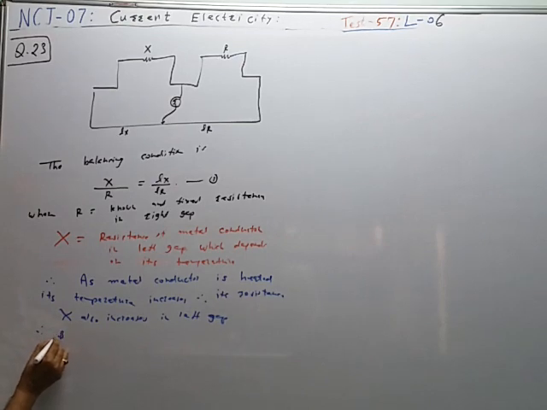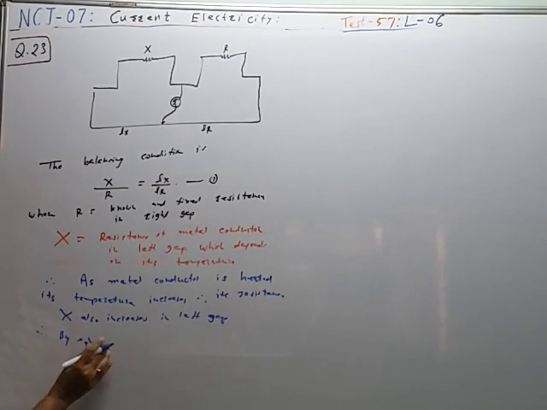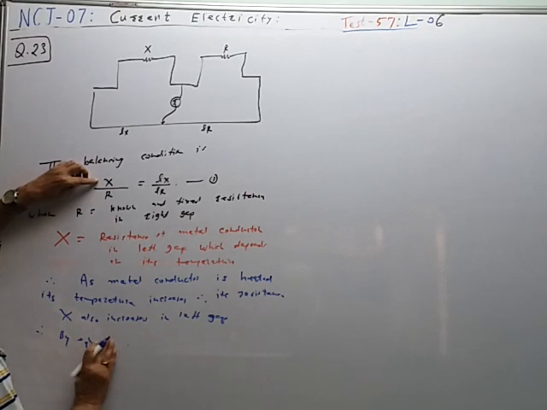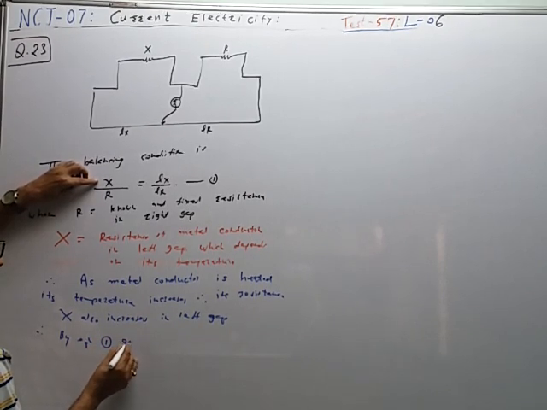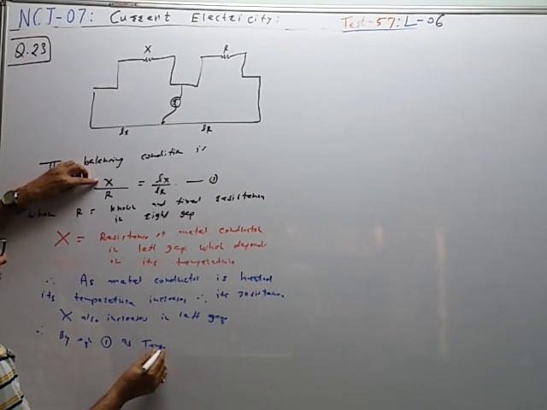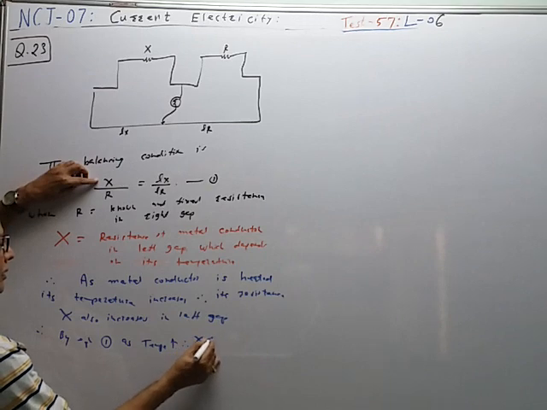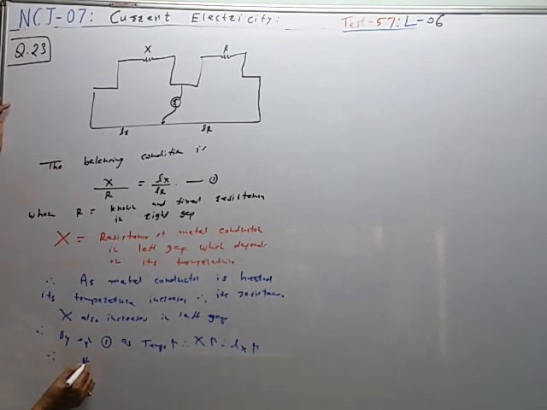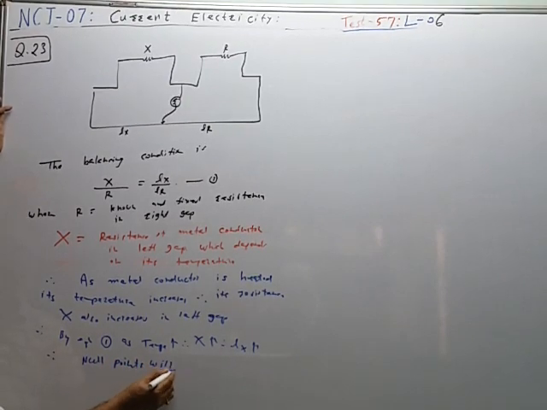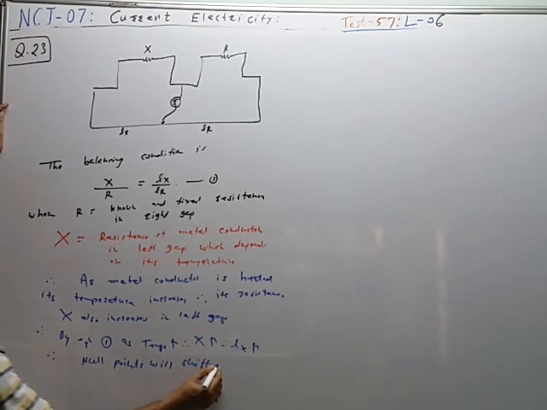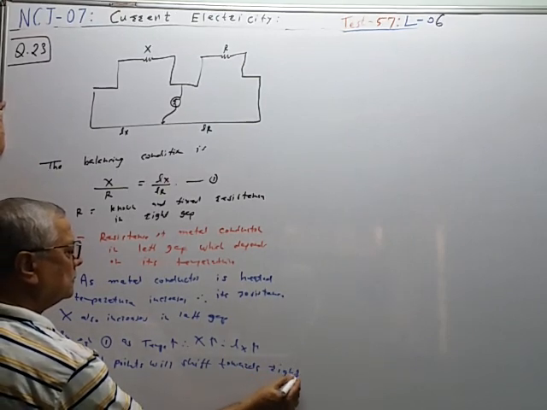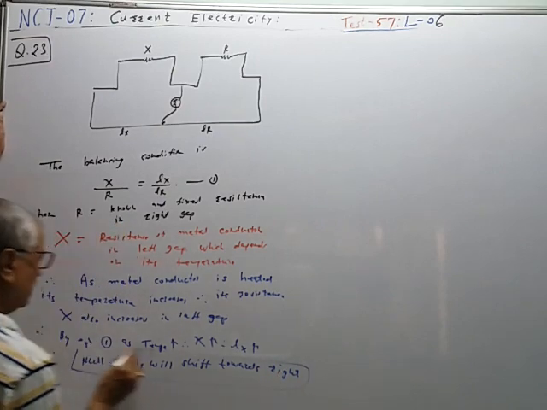Therefore, by equation 1, as temperature increases, therefore X increases, therefore Lx increases, therefore null point will shift towards the right. Null point will shift towards the right.